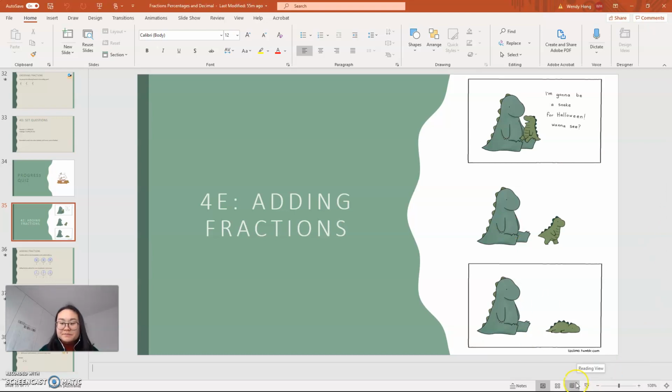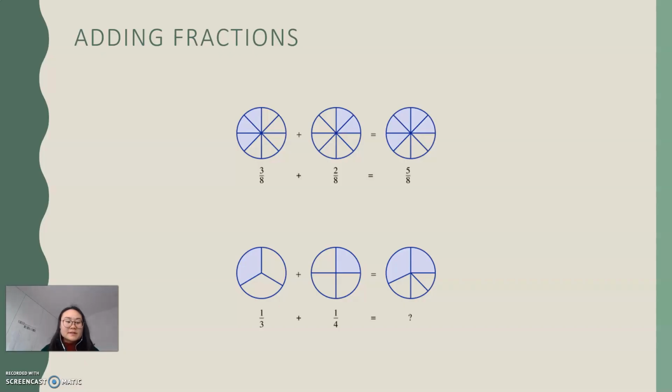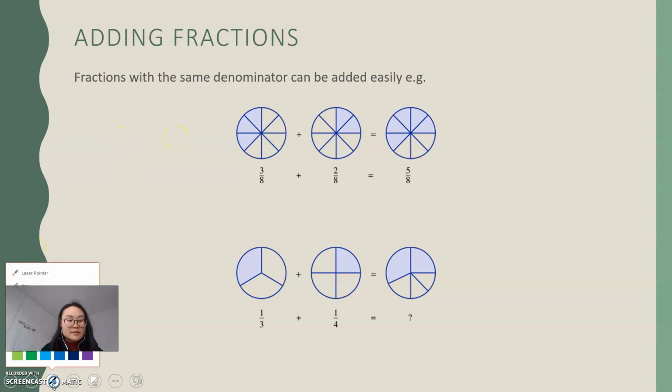4E, adding fractions. Okay, so if you have a look at this top example here, fractions with the same denominator can be added very easily. So denominator is down. The denominator in both of these fractions is 8. So we've got 3 over 8 plus 2 over 8, and we can easily just add these two fractions because all you have to do is add the numerators. So all you have to do is add 3 and 2 to get 5 over 8. These diagrams are to show it very well. You can imagine that the circle is a pizza or a pie. So you've got 3 pieces here, 2 pieces here, which means that altogether you've got 5 pieces.